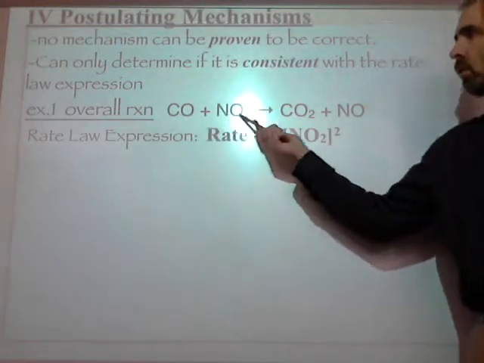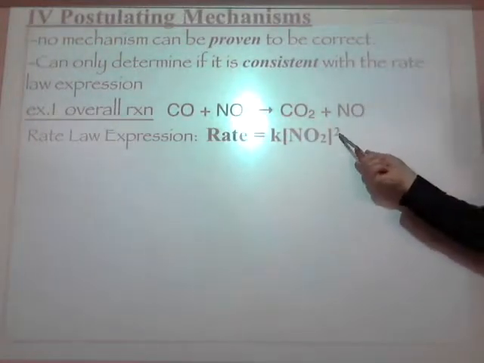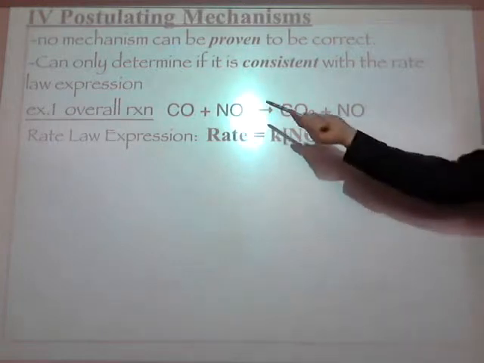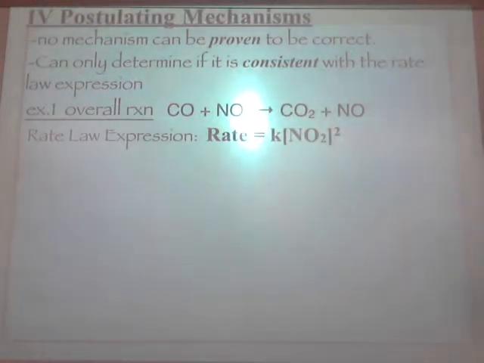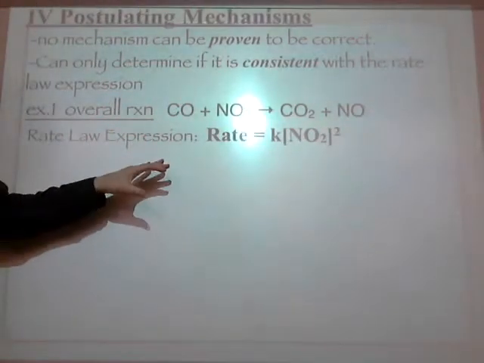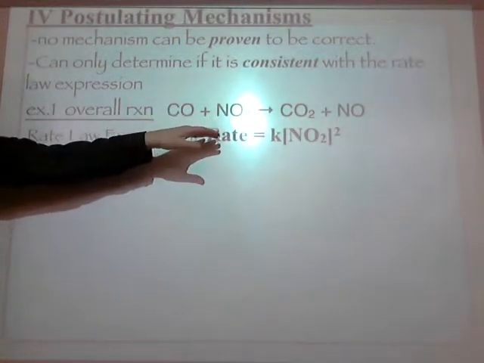So if I give you this equation and that rate law expression, up till now, what have I asked you? I've asked you questions like, what order is NO2? What order is CO? What would happen if I doubled the concentration of NO2 and tripled the concentration of CO? I asked you those kinds of questions up till now. Now I'm going to do it a little differently. I'm going to give you the mechanism and ask, does that mechanism make sense given that rate law expression and that equation?